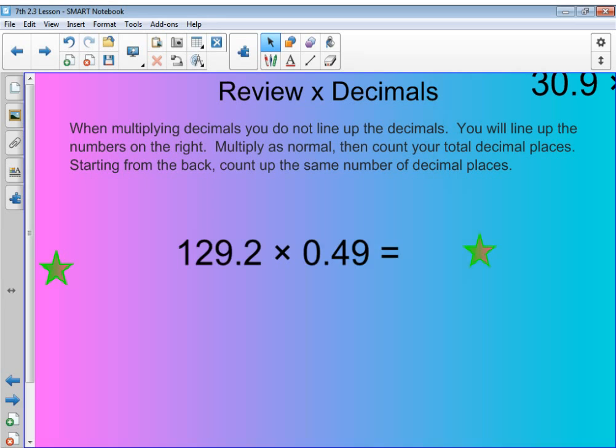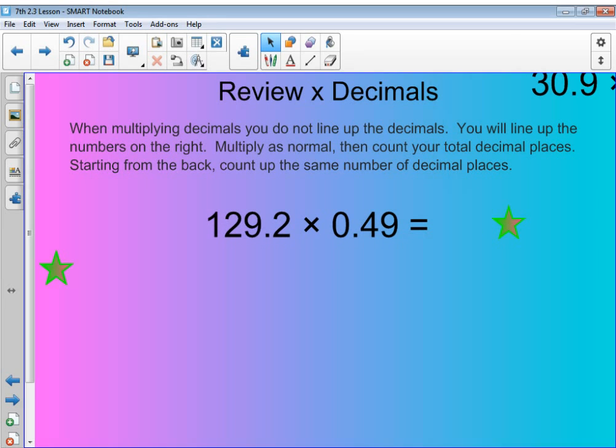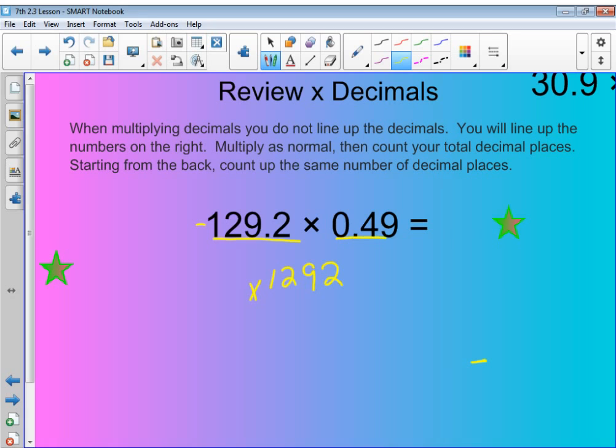Okay, and to throw in the rational portion of it, let's make one of these negative, so we'll go ahead and say this one's negative. Okay, so when we go through to look at these two, I like to decide whether it's positive or negative right away. So I know in the end my answer is going to be a negative answer because there's one negative sign. And now I'm going to look at this number as 1,292 times this number is 49.